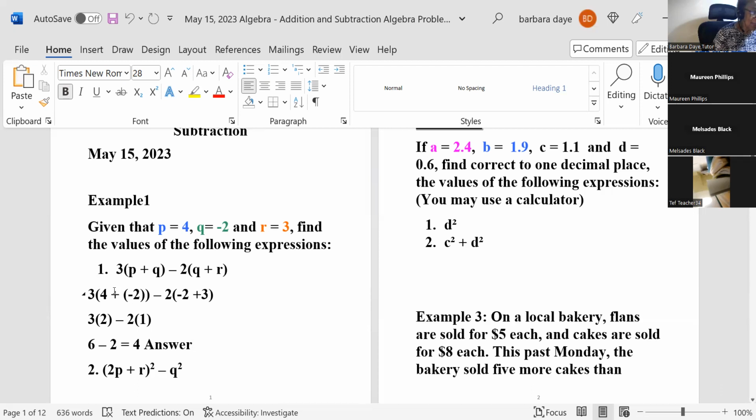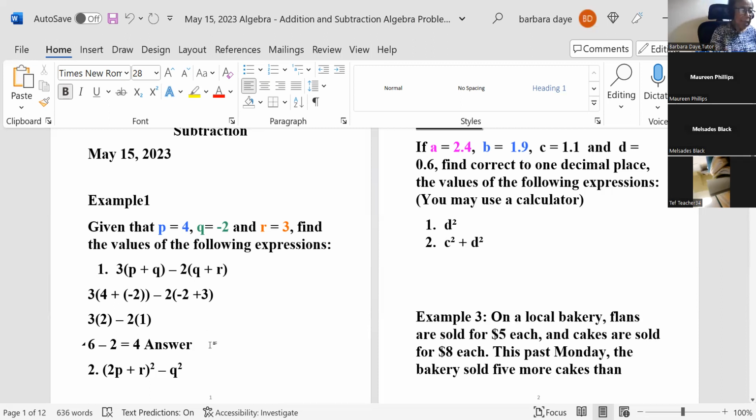And this plus minus is a minus. So 4 minus 2 is a 2. And the -2 plus 3 is a +1 right here. R is a +3, right? So that gives you a 1. Now you multiply. 3 times 2 is 6. 2 times 1 is 2. And then you subtract. 6 minus 2 is 4. Got it, Maureen? Then you should be able to do number 2.